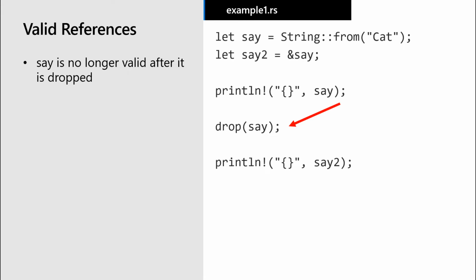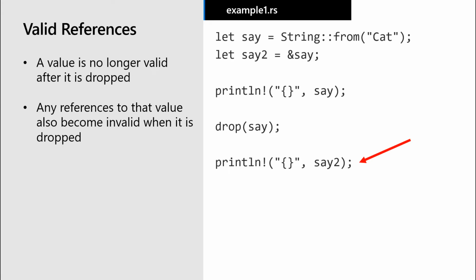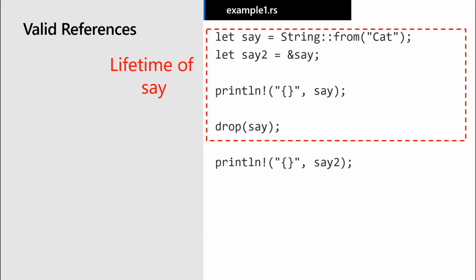This is because when we drop the say variable here, it is no longer valid after this point, and we cannot access its value. Additionally, any references to say's value, like our say2 variable, also become invalid. One way of referring to the time in which a variable is valid is referring to that variable's lifetime. Say's lifetime starts when it is assigned a value, and it ends when the value is dropped.